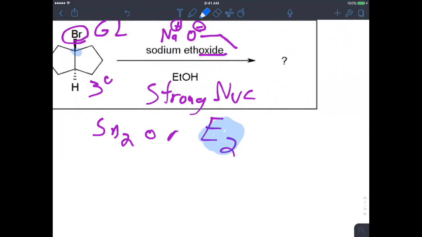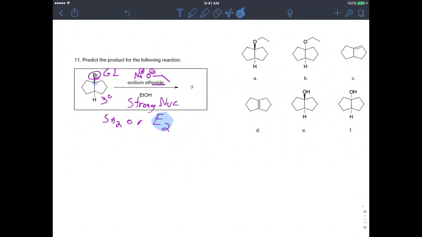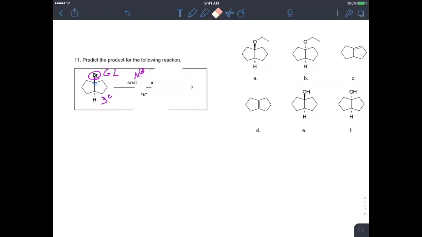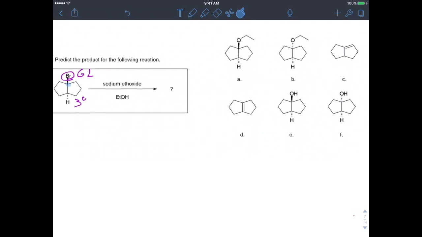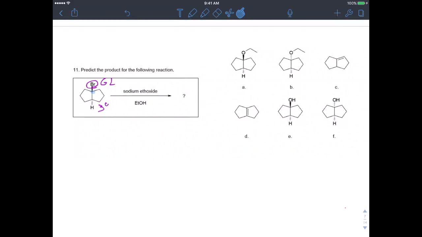The only time we ever have to go more in depth than that is when it's a secondary. Then we have to look at the solvent to see whether it's protic or aprotic, or if the product is being heated. If something's heated, it's going to favor elimination. If it's cold, it's going to favor addition or SN2. Okay, so we have a strong nucleophile, this ethoxide, and it's going to do the E2 reaction.